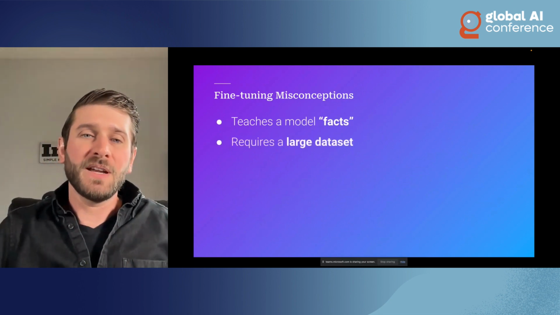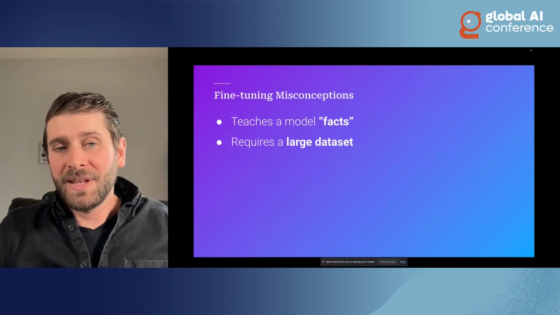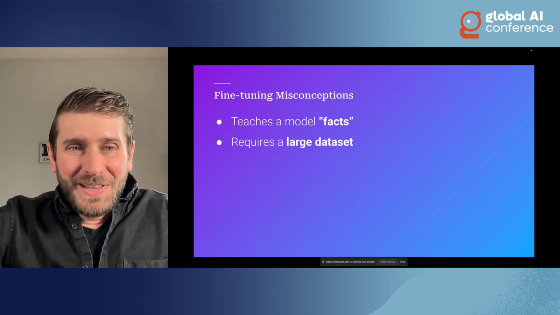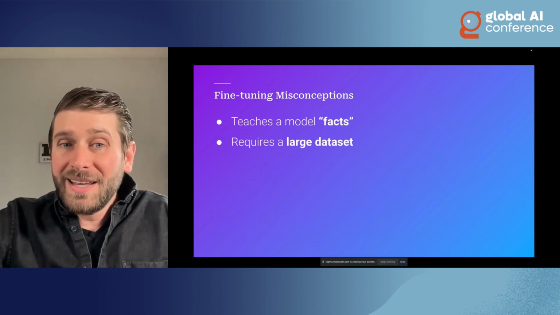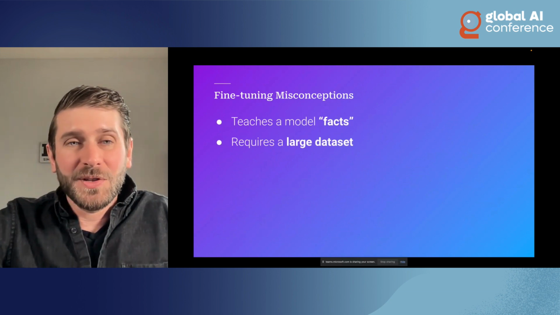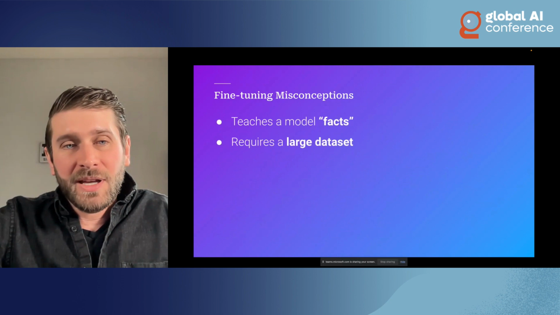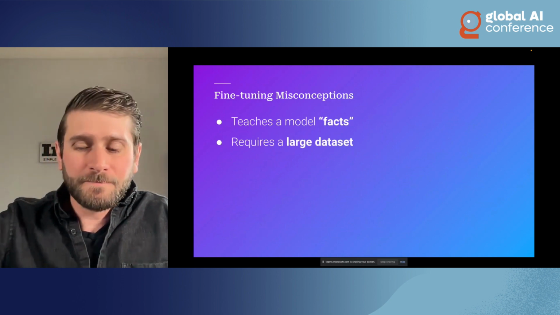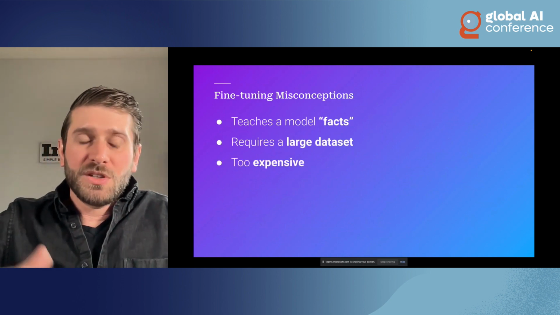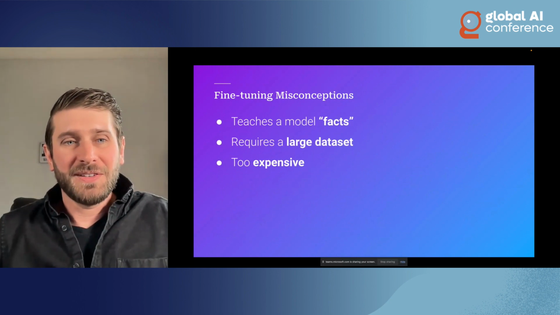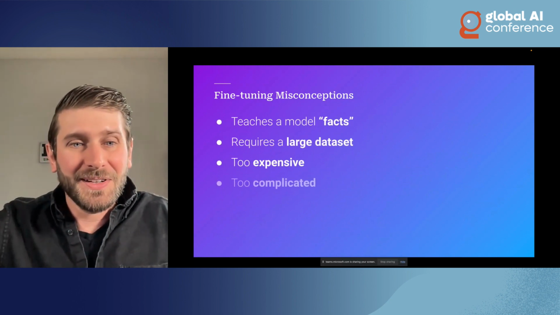There's a misconception that fine-tuning requires a really large data set, and I'm delighted to tell you that you can actually start with about 20 examples and start to see meaningful changes in model behavior. So that's something that you could even hand write or hand label in like an hour. It's too expensive. It's not true. Most of the fine-tuning jobs I run cost 20 cents to $1.